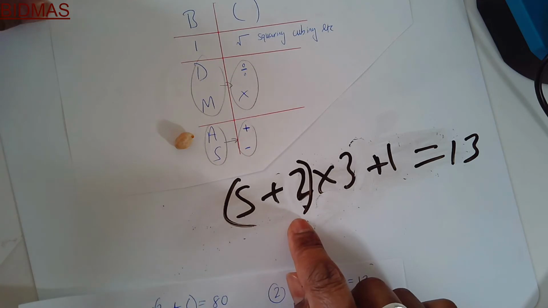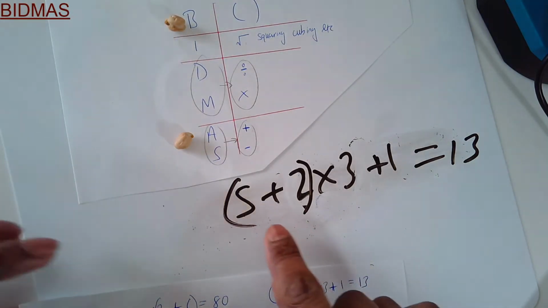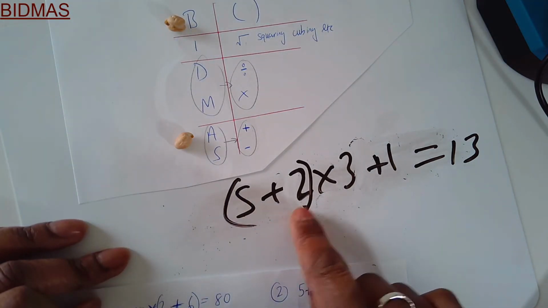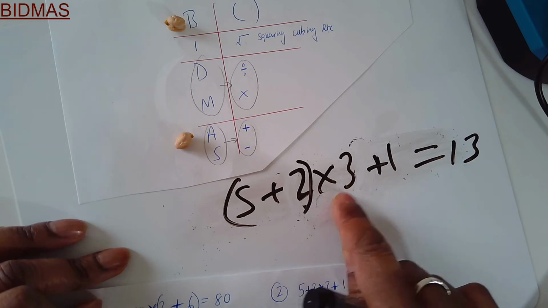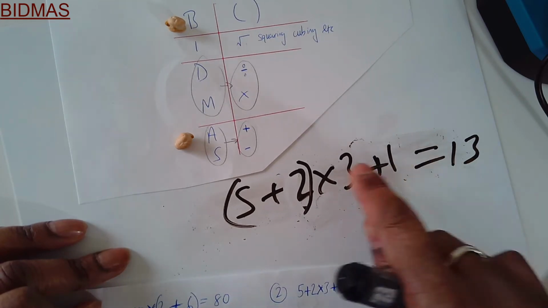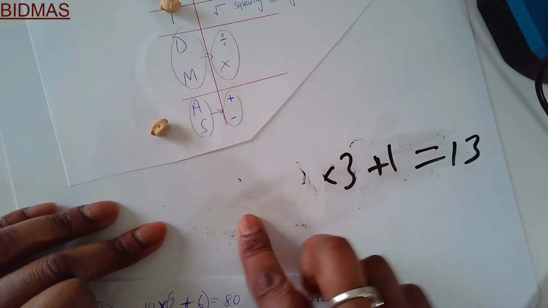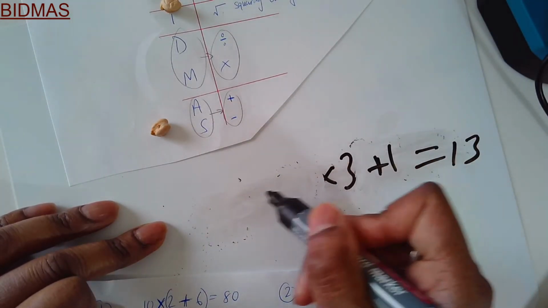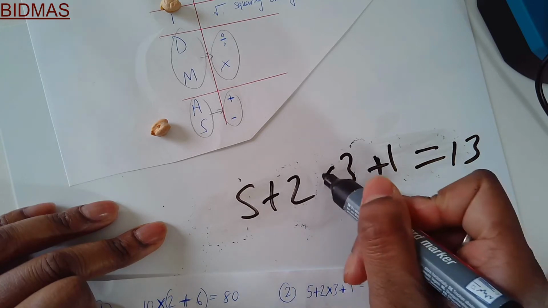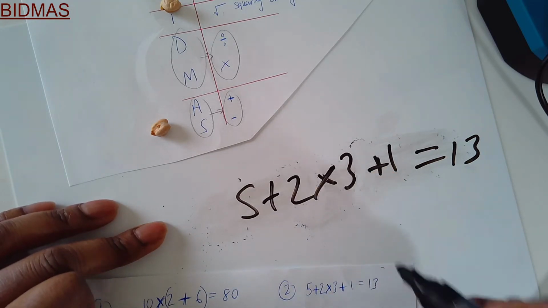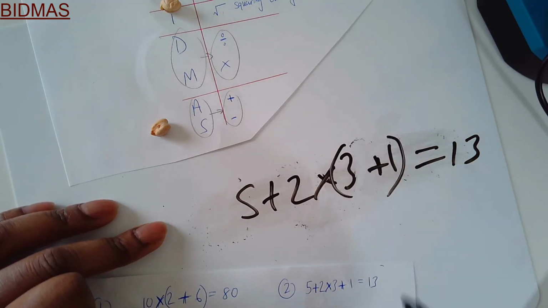Brackets first, remember. 5 add 2 is 7. 7 times 3 is 21. 21 add 1 is 22. It does not equal 13, right? It's in the wrong place. Right, where else have I got left to try? Let me try this over here.